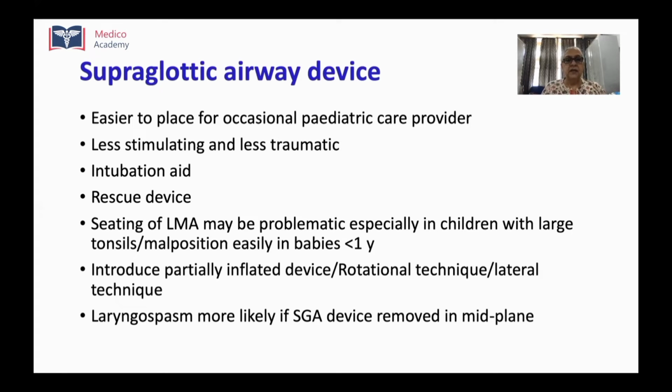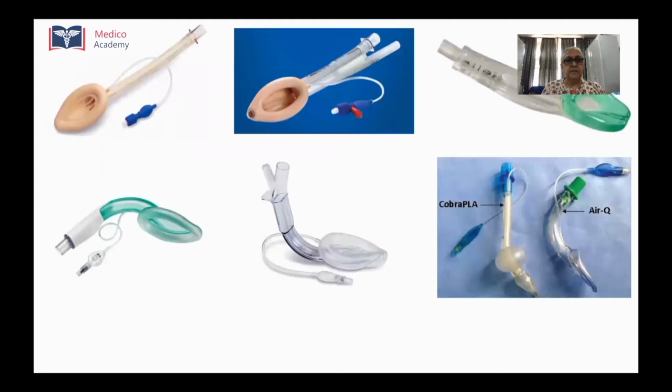It is recommended that the supraglottic airway device is introduced partially inflated using a rotational technique or a lateral technique in view of the large tongue. Laryngospasm is also very likely with supraglottic airway devices, especially if they are removed in mid-plane of anesthesia. Both first and second generation supraglottic devices are available.